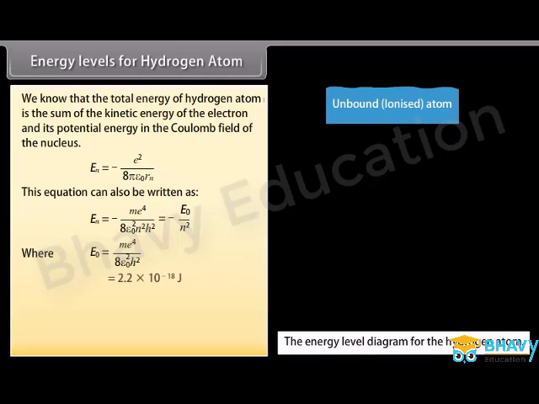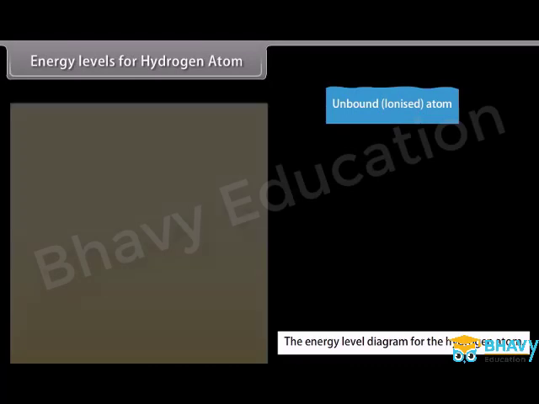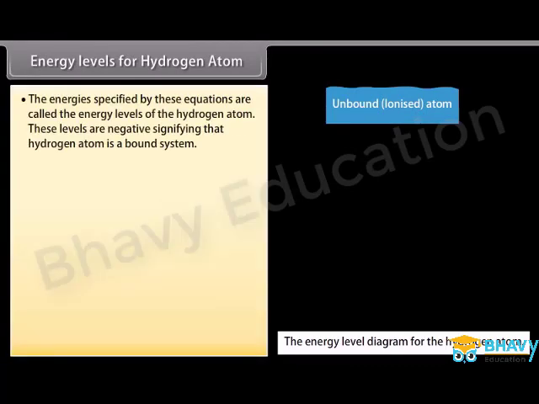E naught equals 2.2 into 10 raised to the power minus 18 joule, which is equal to 13.6 electron volt. The above equation can also be written as E_n equals minus 13.6 upon n square electron volt. The energies specified by these equations are called the energy levels of the hydrogen atom. These levels are negative, signifying that the hydrogen atom is a bound system.